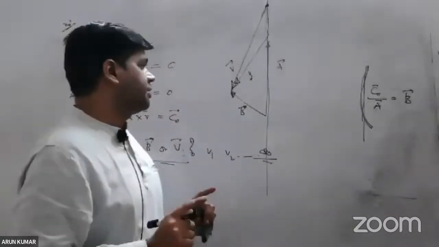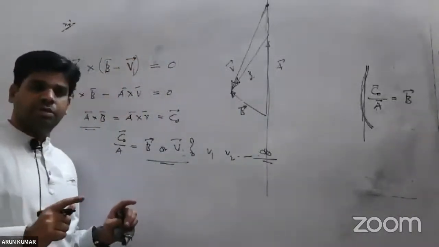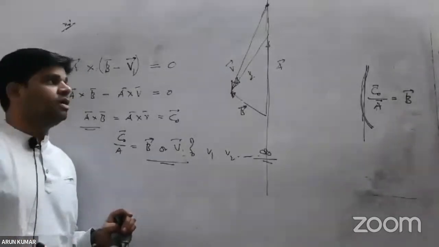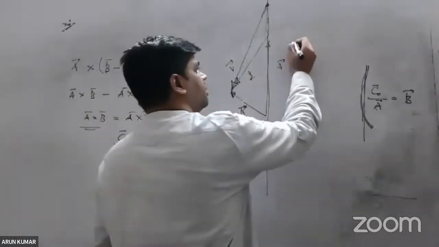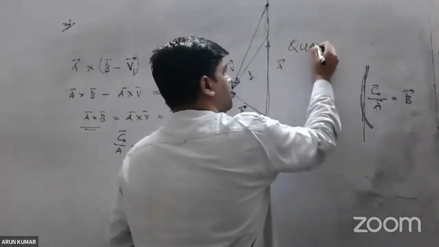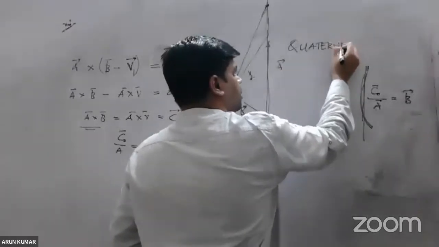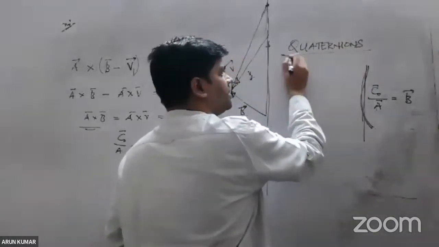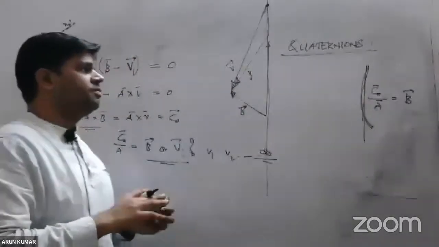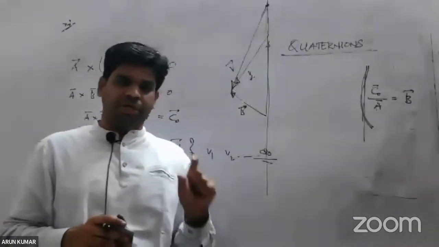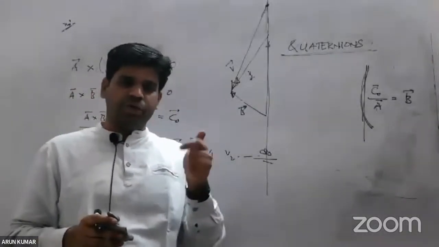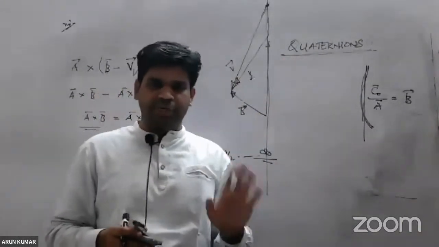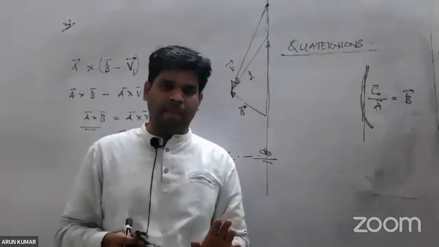But if at all someone asks you, is it not defined at all? No, division of vectors is defined and they are called quaternions. At graduate level, you will understand what quaternions are. But as of now, division of vectors at this level is not defined. A small change in the representation of vectors will help me define division of vectors. That is not required. But did you understand why division of vectors is not defined?